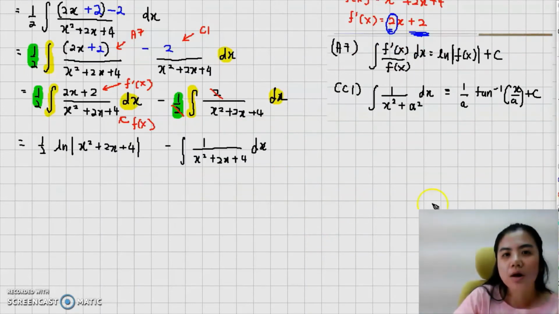Let's look at the completing the square in this part, because we want to use the formula of C1 here. So, completing the square.